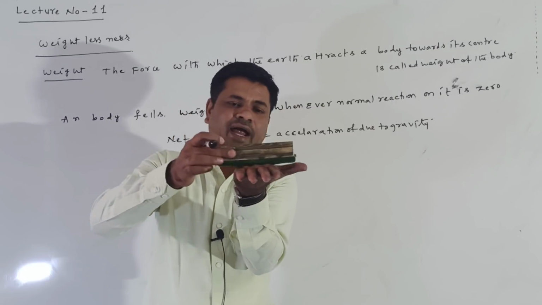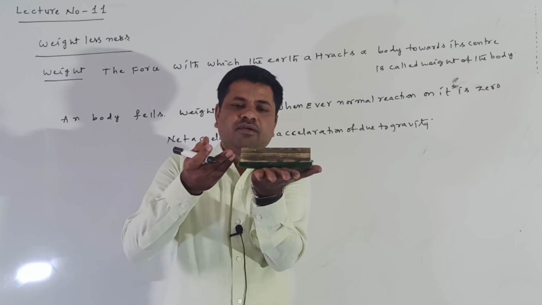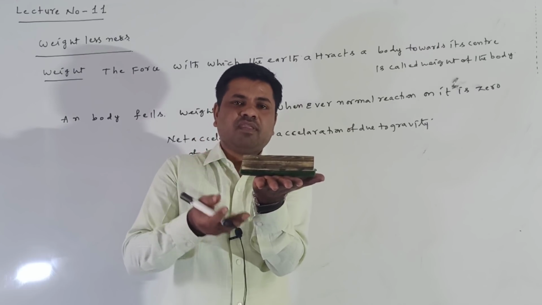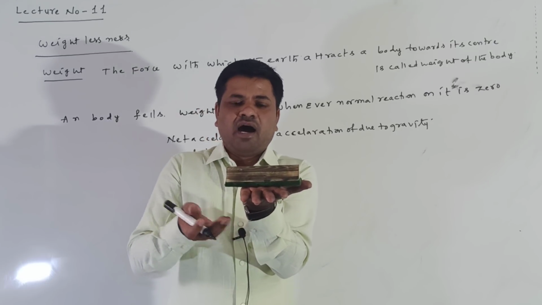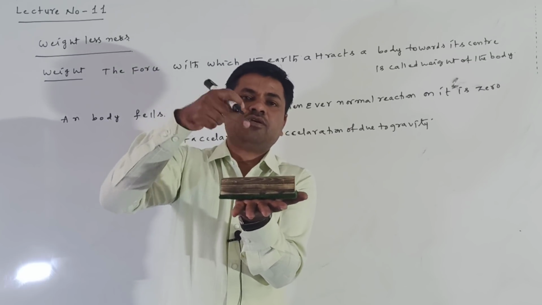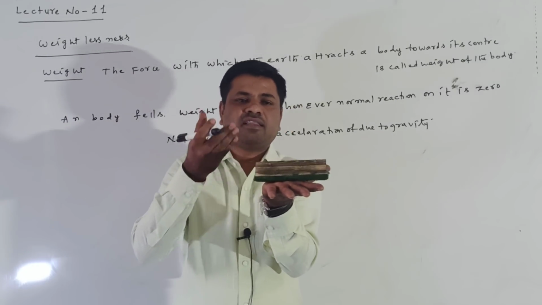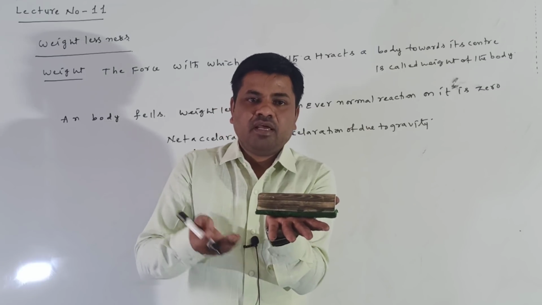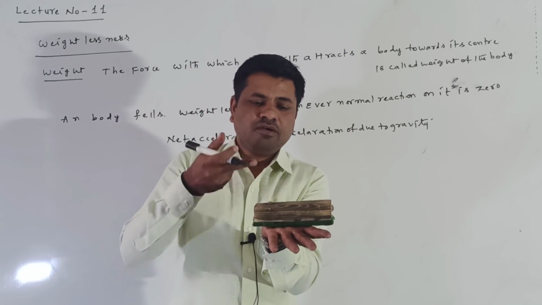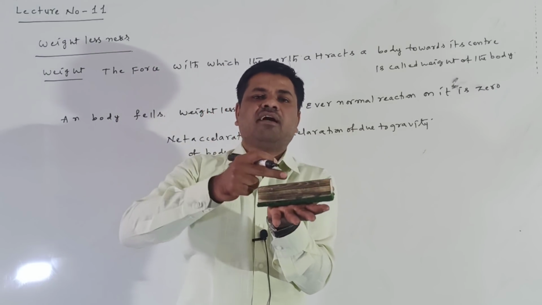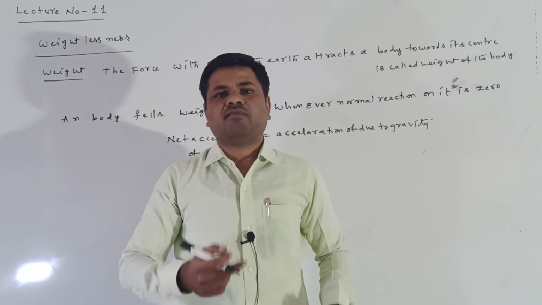Suppose I am placing the duster on my hand. Here the weight is acting in the downward direction, due to the duster on my hand. On the duster the normal reaction is acting due to my hand. Clear? The hand produces a normal reaction on the duster, acting in the upward direction, while the weight acts in the downward direction.